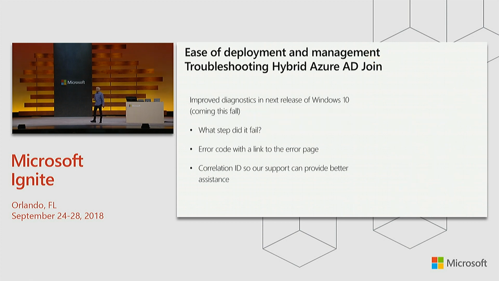In terms of ease of deployment and management, one of our goals, the whole division's goals, is to ensure we drive down supportability costs. And what we are also doing is we want to make sure not only are we receiving lower support volumes, but we also want to make sure your end users are able to self-service their issues. So we are making some improvements in our troubleshooting for hybrid Azure AD join scenarios.